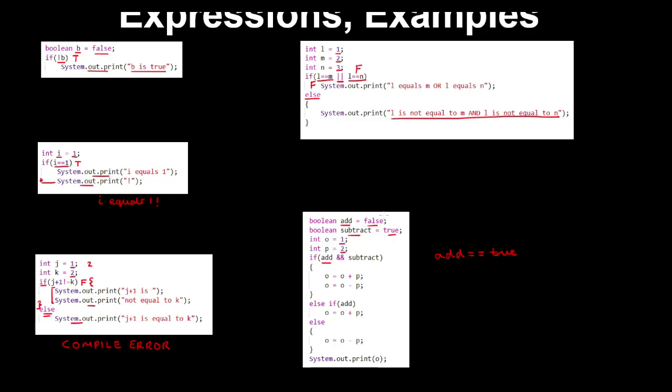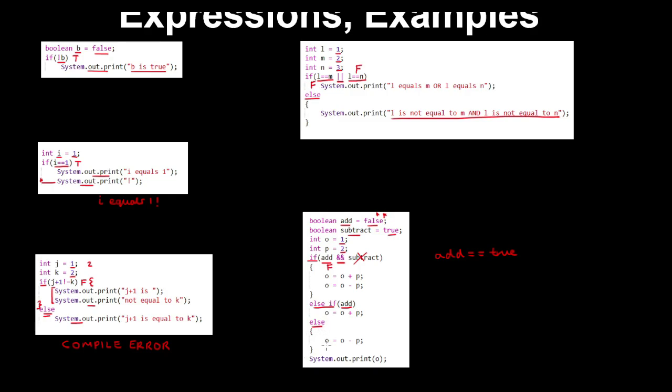So given that add is false, then this Boolean expression does not get evaluated, because both must be true given the AND operator. So this is also an example of short-circuited evaluation. So given this if statement evaluated to false, the else if gets checked. So again add is false, and therefore the code in the body of the else statement is executed.